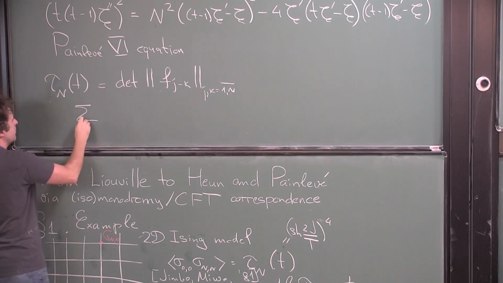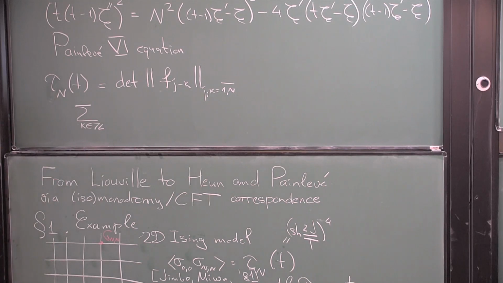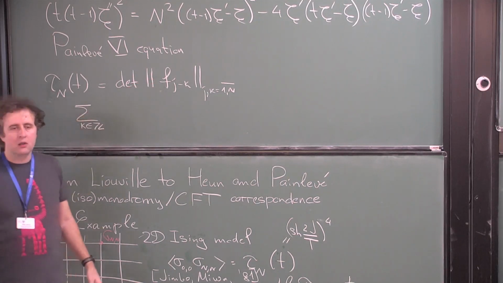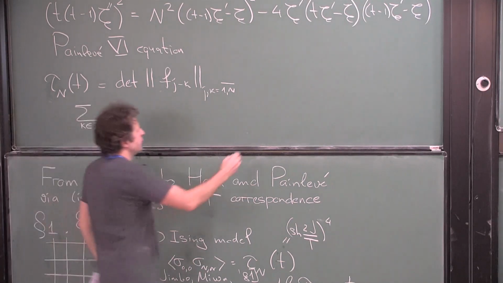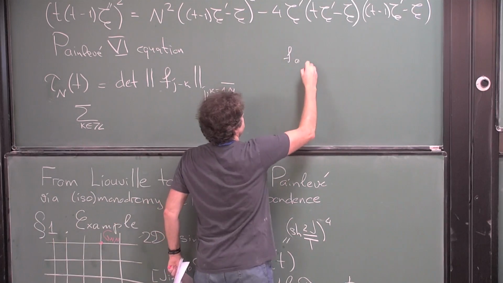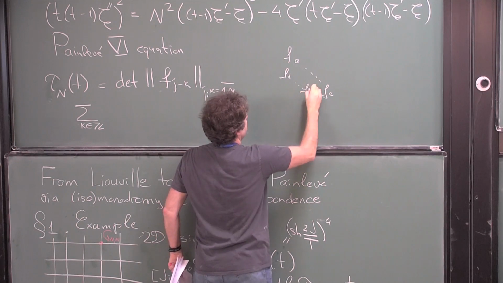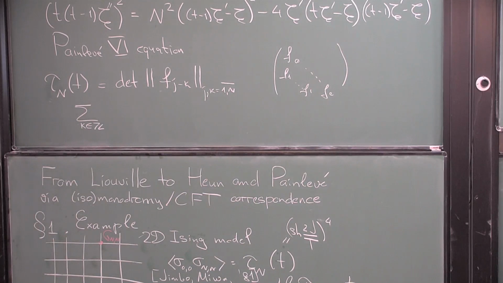Excuse me, why do you put a double vertical line for the determinant? I can use whatever notation you want. This is just a matrix. The jk element is f_{j-k}. So your matrix will be something like this: f_0, f_1, and so on, and you want to compute the determinant of this.